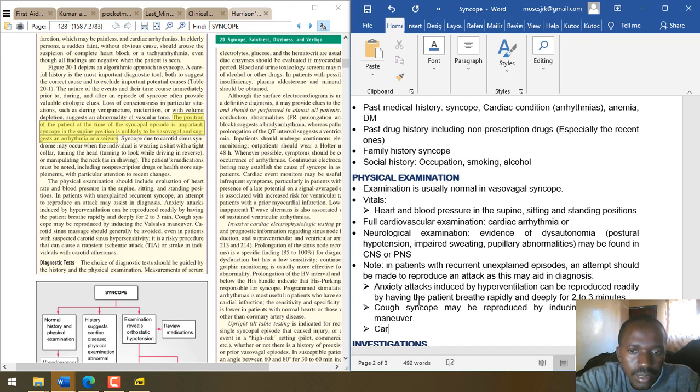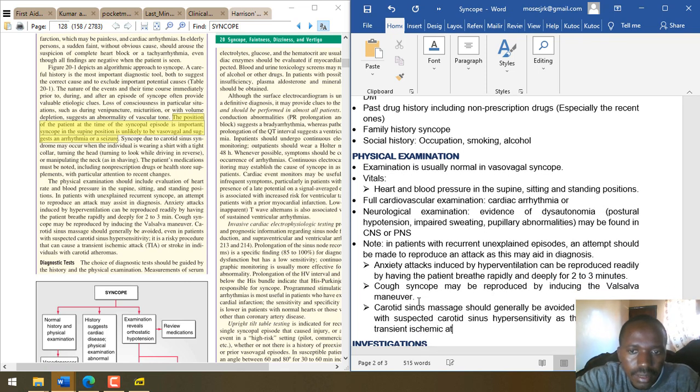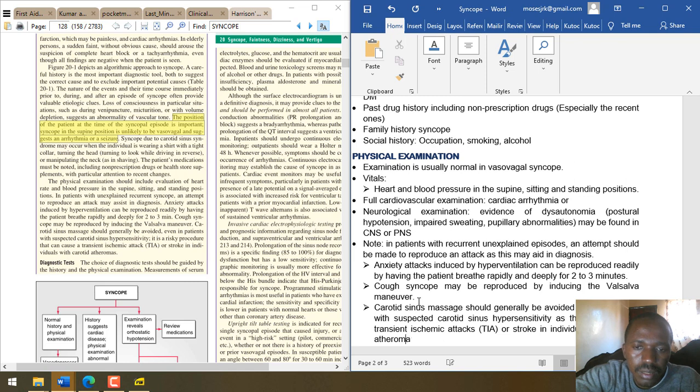And carotid sinus massage should generally be avoided, even in patients with suspected carotid sinus hypersensitivity, as there is a risk of transient ischemic attacks, TIA, or stroke in individuals with carotid atheromas. Okay, so anyone with this, don't do a carotid massage. You may dislodge a blood clot and it may kill this patient.